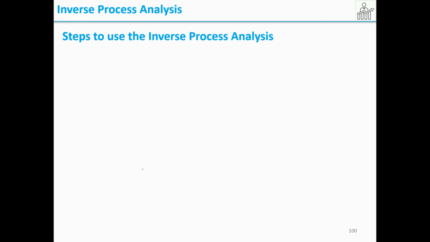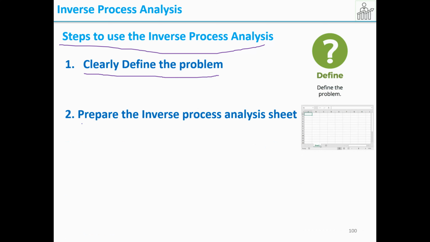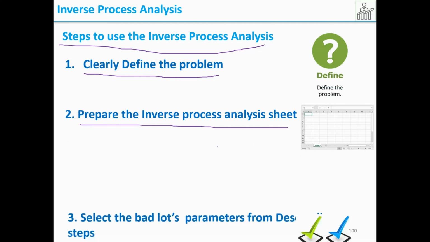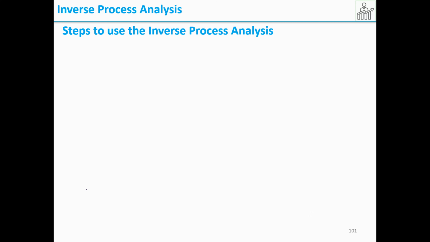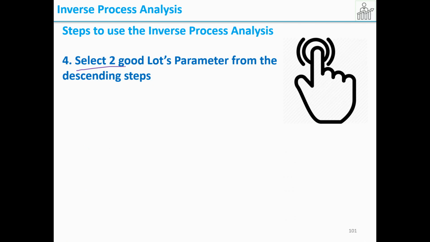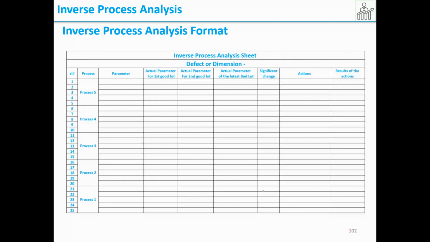So it's very clear. Steps to use the inverse process analysis: first, clearly define the problem, then prepare the inverse process analysis sheet, select the bad lot's parameters in descending steps, then select two good lots' parameters in the descending steps. Note that if we observe that the parameter for one good lot and one bad lot is the same, then the parameter is not significantly affecting. Next, the inverse process analysis format.